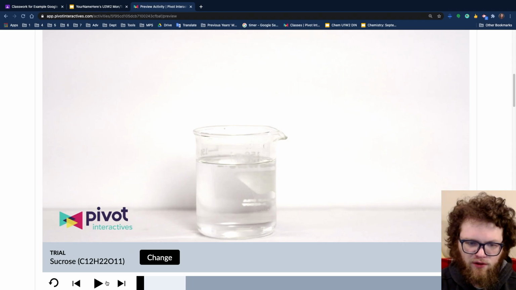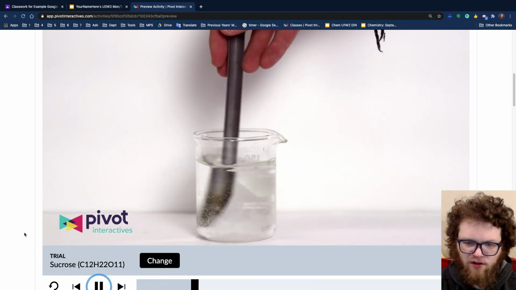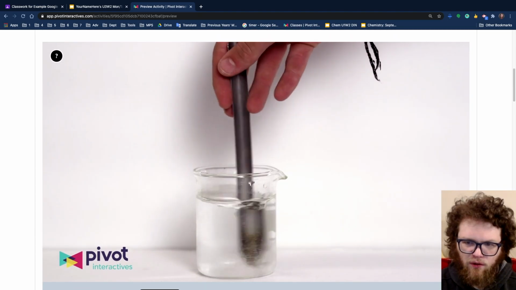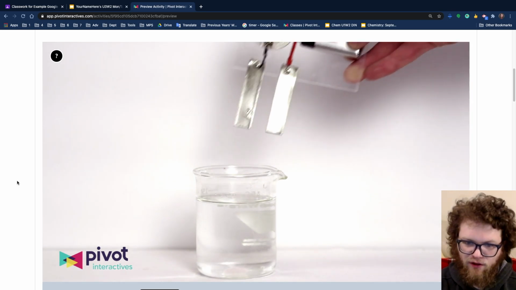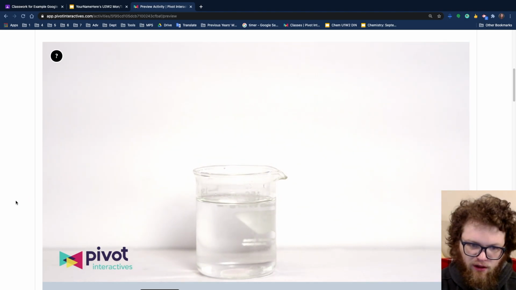Okay, so here is sucrose. Let's hit play. So they're mixing the sucrose in. Sucrose is a type of sugar. Some funky jewelry dangling down. And so the experiment hasn't happened yet. They're just mixing the things. And it looks like that light bulb did not turn on.